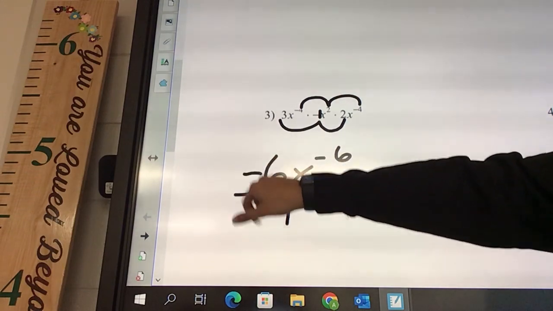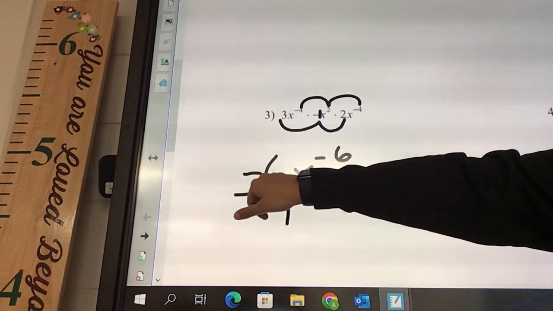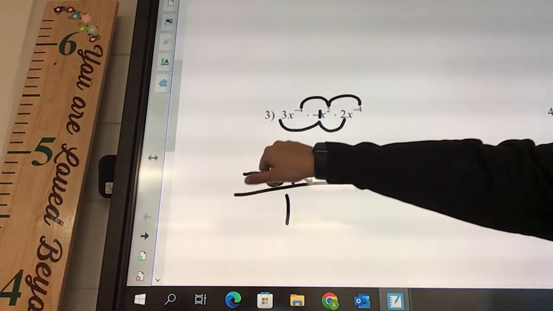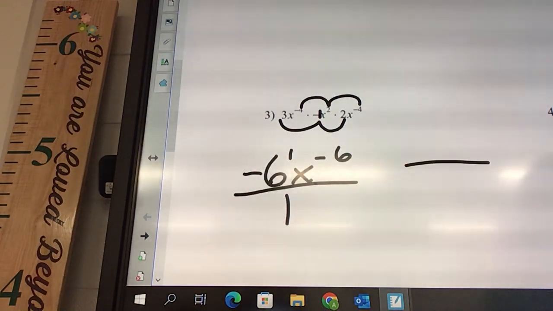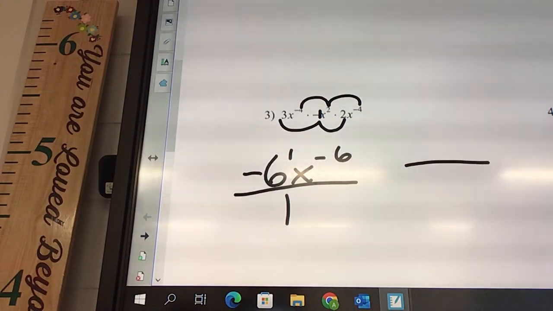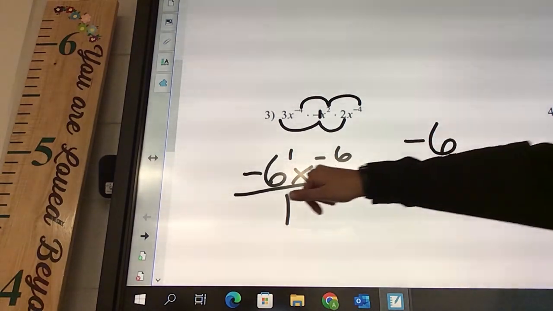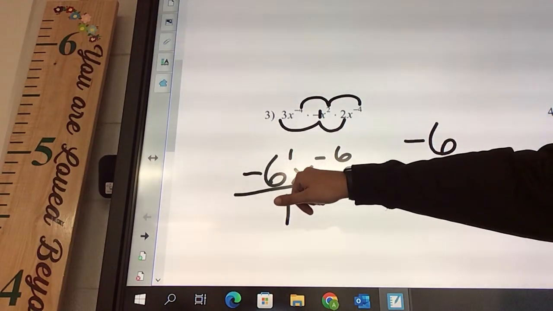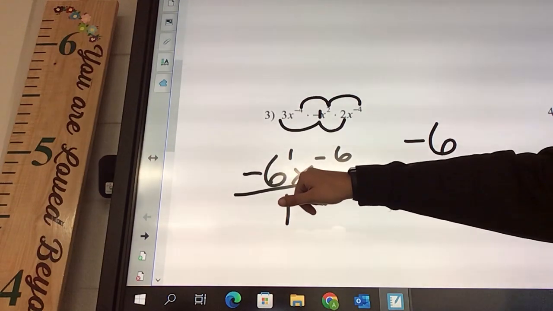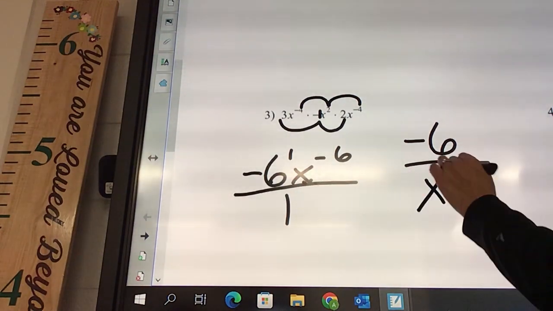So the 6, is there a negative exponent attached to that? No, this 6. What we know, any number has an exponent of 1. So does he need moved? Does he have a negative exponent? No, so he's going to stay on top. Well, what about this x? Does he have a negative exponent? Yes, so then it gets moved down to the bottom, and it will become a positive 6.